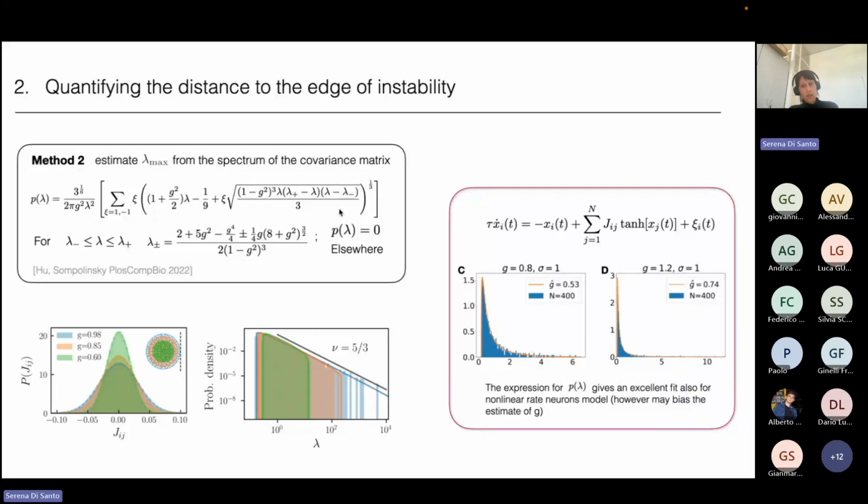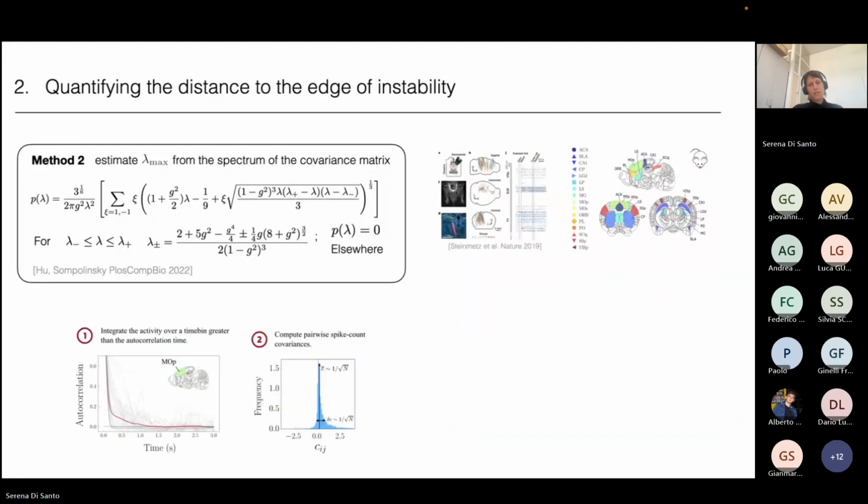this formula still holds. However, this is just basically for a linearization of the system, which is basically considering, let's say, a bias in the estimate of g. But this doesn't matter because for our purposes, let's say we just consider whether the linearized system is close to instability or not. So let's say it works also for nonlinear systems.